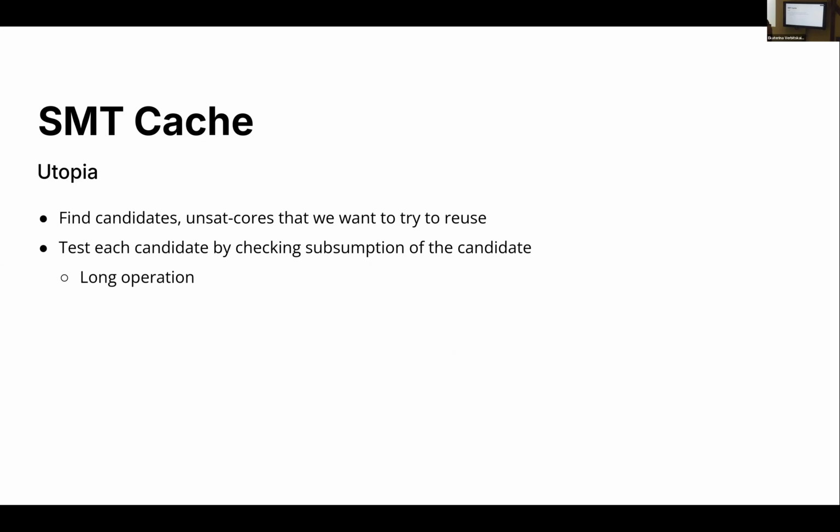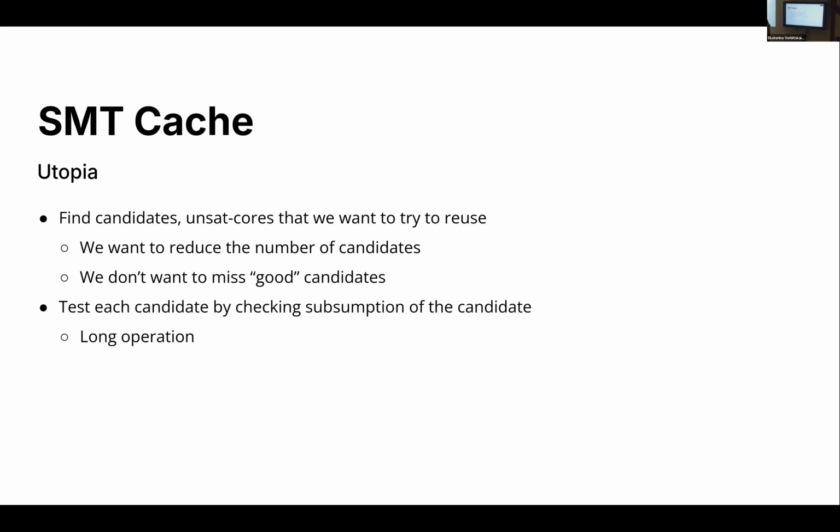And what does the algorithm look like generally? The first step is to find candidates, like unsat cores, that we want to try to reuse. For example, we can get all unsat cores that we have produced during the symbolic execution, and then test each candidate on whether it subsumes the formula that we want to check. It's quite a long operation, so we want to reduce the number of candidates we test, but we also don't want to miss good candidates. It means that we don't want to miss solutions if there are any.